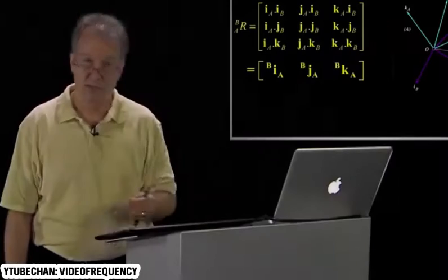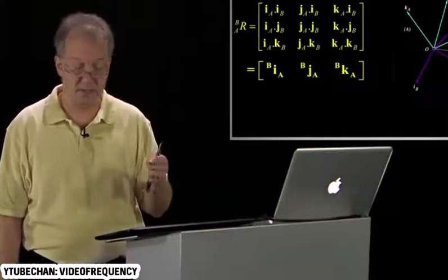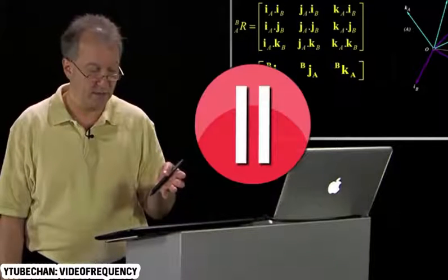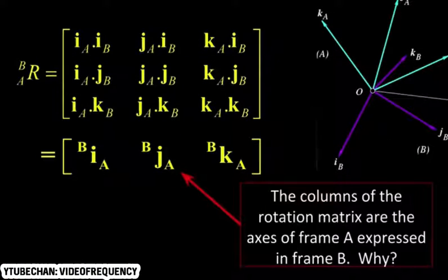Do you get that? On the slides you'll have that, so just press the pause button and that way you can see what's going on. Just to remind you, I labeled this: the columns of the rotation matrix are the axes of frame A expressed in frame B. Why? Because we just went through all that showing it to you.